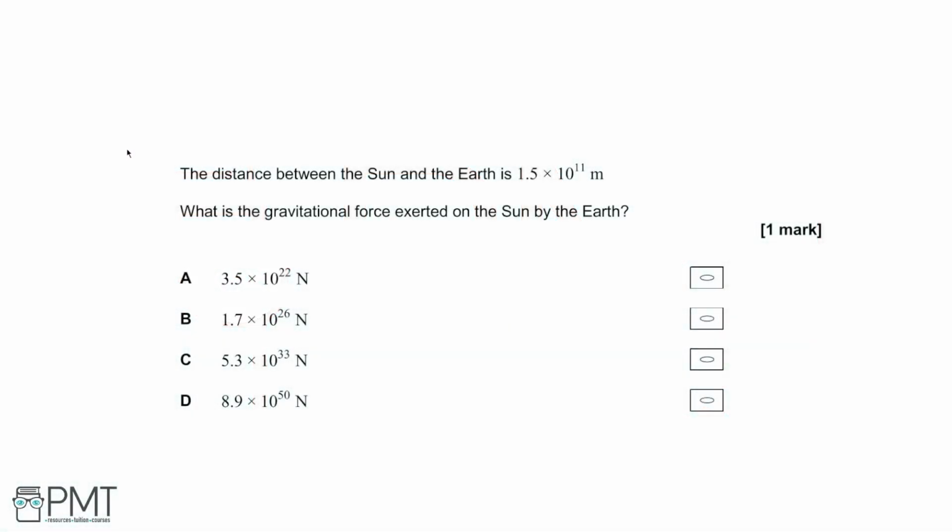This question is about the gravitational force. The question says, the distance between the Sun and the Earth is 1.5 times 10 to the 11 meters. What is the gravitational force exerted on the Sun by the Earth?